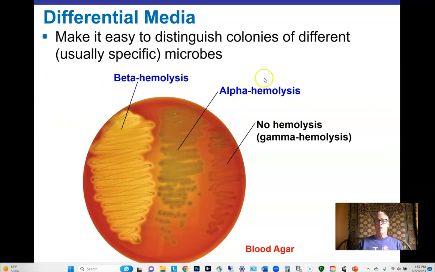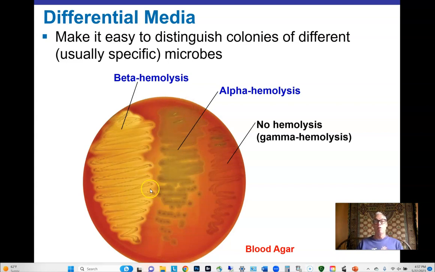In this particular example, we're looking at the ability of microorganisms to lyse red blood cells in the media. So this blood agar actually has blood in it and whole red blood cells. Beta hemolysis refers to a capability to completely lyse the red blood cells. And you can see this completely yellowed area here. The red blood cells have been completely burst open.